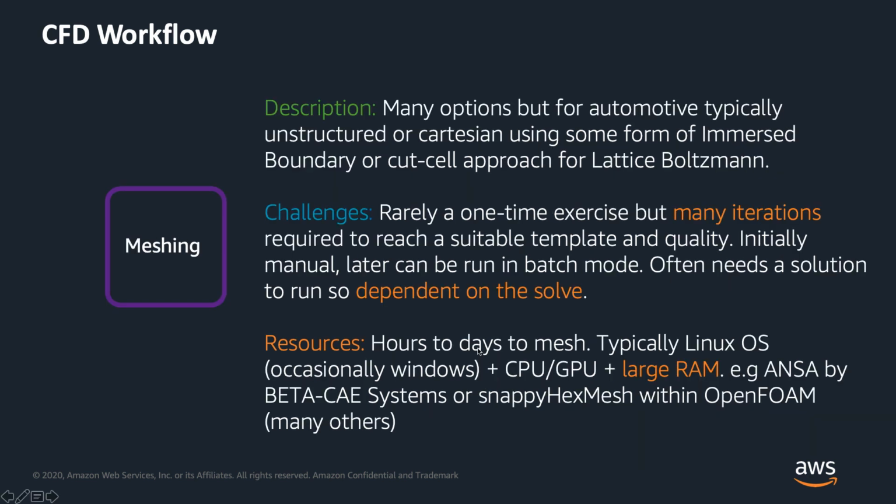Of course, the next bit is the meshing. Here there are many options, but for automotive, it is typically unstructured for finite volume type approaches, and then maybe some sort of Cartesian mesh for lattice Boltzmann with some immersed boundary or cut cell approach. The real challenge here is that it's rarely a one-time exercise; many iterations are required to reach a suitable template and quality. Once you have that templated setup, you could be running in batch mode and fully automated, but it's definitely an interactive, manual process at the beginning. And of course, the real challenge is that it often needs to be re-run, so there's a dependency on the solve in a kind of loop.